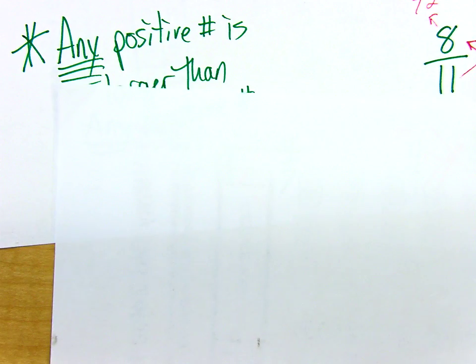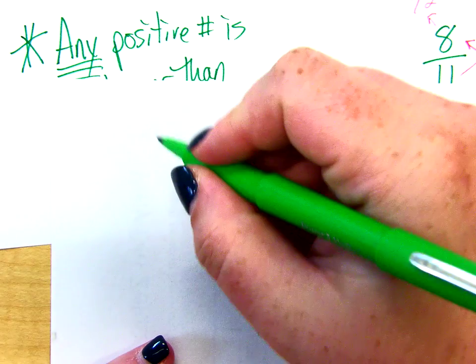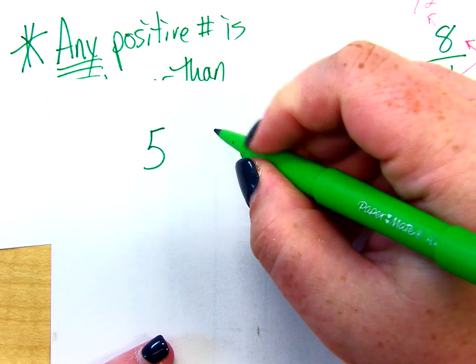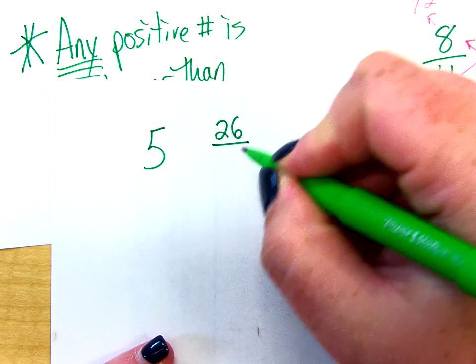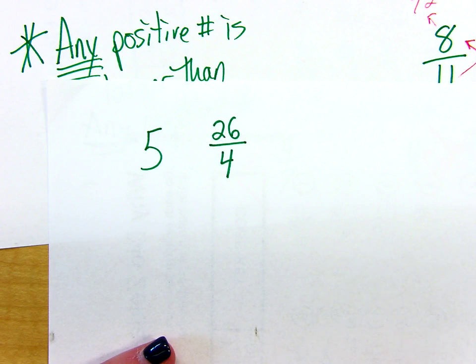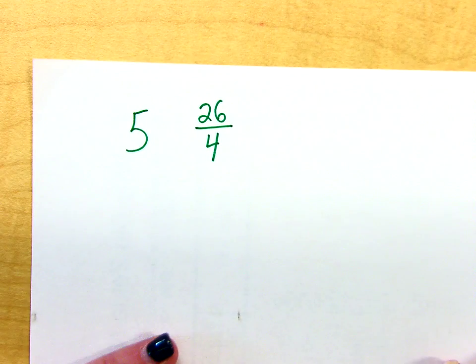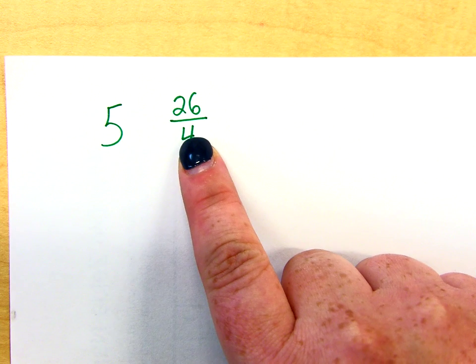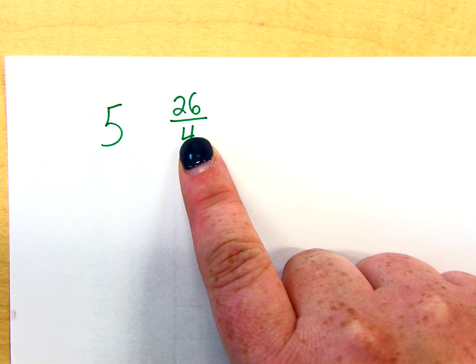Let's say you had something like this. I don't know. How about 5 and 26 fourths? I don't know. And I asked you to compare these two. Sam, you have an answer? The second one. This is bigger? Do you guys agree? Yeah.